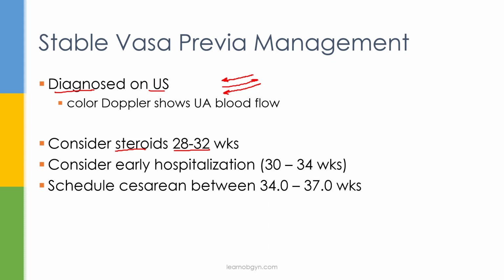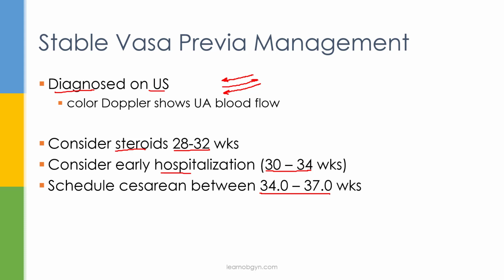And since fetal death can occur within 2 or 3 minutes of bleeding, you oftentimes will hospitalize these patients very early, around 30 to 34 weeks. Because if they have bleeding at home, most patients will not have time to get to the hospital before it's too late. And again, because of all these high risks of quick bleeding and death, you do a C-section much earlier, as early as 34 weeks up to 37 and 0.